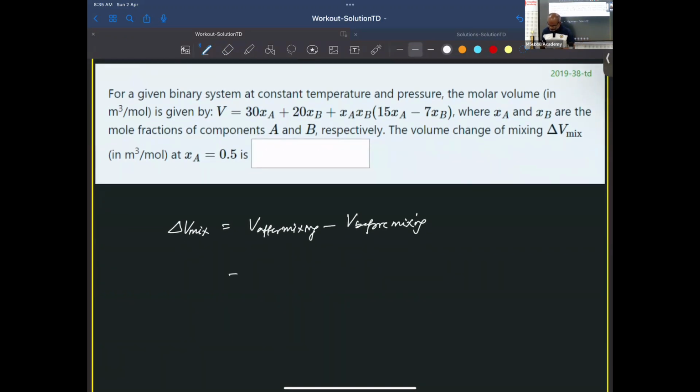So what is volume after mixing? This is what is called sigma xi vi bar. And what is volume before mixing? It is nothing but the pure component molar volume, so this is sigma xi vi. Before mixing, we have pure components, of course in these compositions. We have two separate components and we know the total volume of that before mixing. And after mixing, we have a solution, and the solution property is given in terms of composition and partial molar quantities.